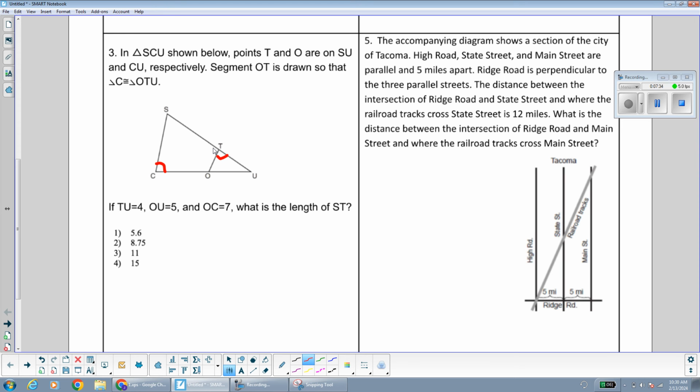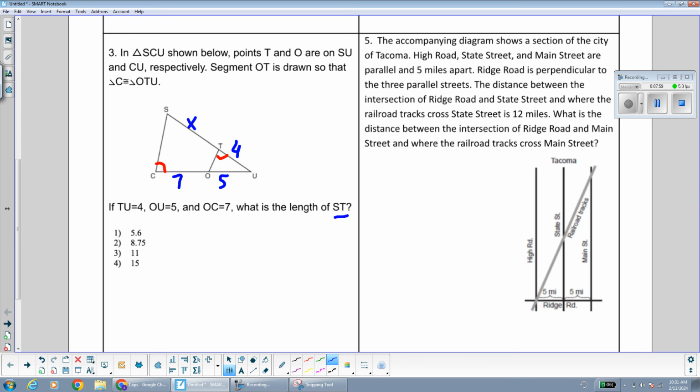So that already tells me these triangles are not facing the same way, because these angles are not in the same spots on the two different triangles. So I'm going to label this triangle with the givens, but then I'm going to redraw the triangles as well. PU is 4, OU is 5, and OC is 7, and we're finding the length of ST.